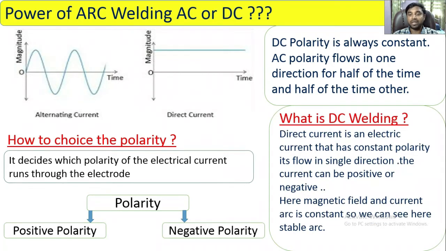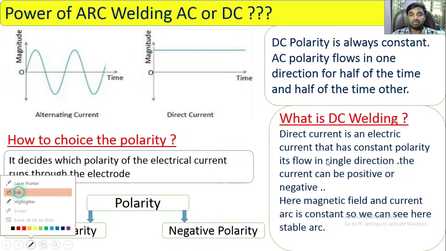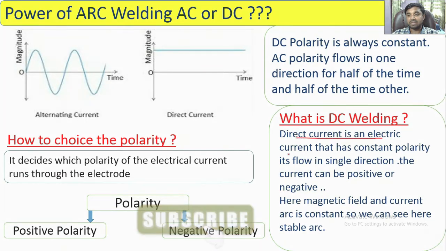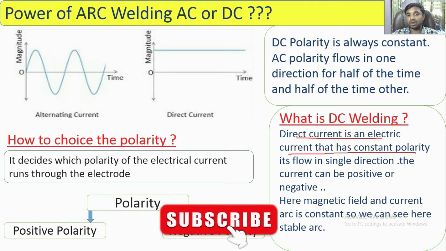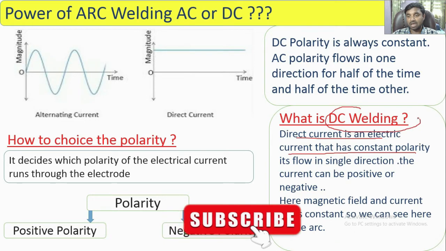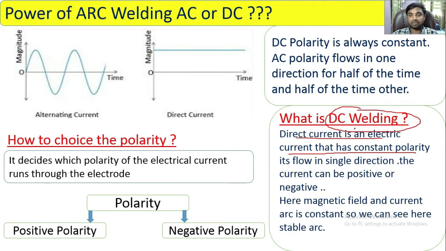What is DC welding? DC welding, direct current, is an electric current that has constant polarity. So DC welding has constant polarity. You understand DC welding, the constant polarity. It flows in a single direction. The current can be positive or negative.